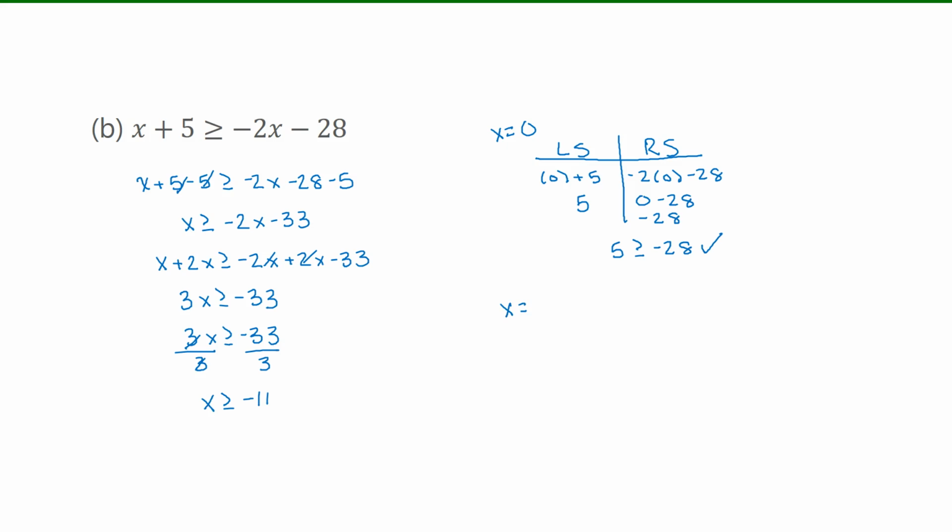Now this time I'm going to pick negative 2. Negative 2 plus 5 on the left, negative 2 times negative 2 minus 28 on the right. So on the left we get 3, and on the right we get 4 minus 28, which is negative 24. Now 3 is greater than or equal to negative 24, so we verified negative 2.